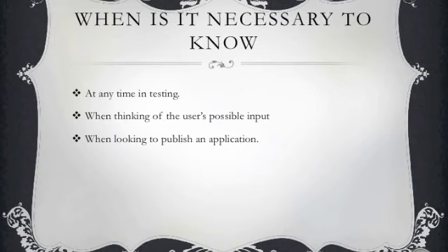Now, when will it be necessary to know the functional domain of a program or function? Functional domain is important to know during any testing phase. It is also important to know when thinking of the user's possible input. Before any publication is done, the programmer should also know what can be put into the program.